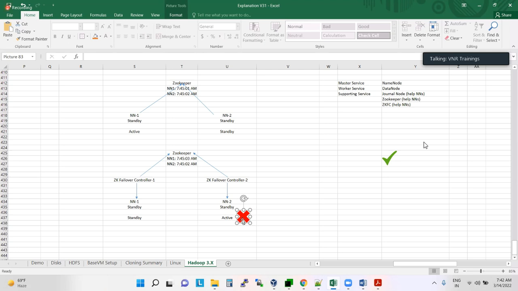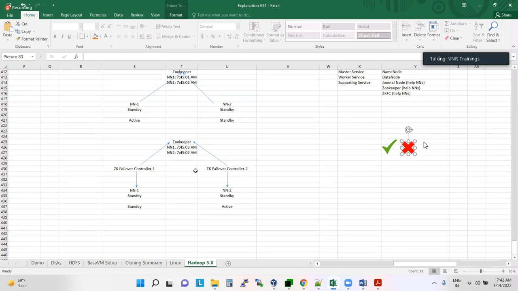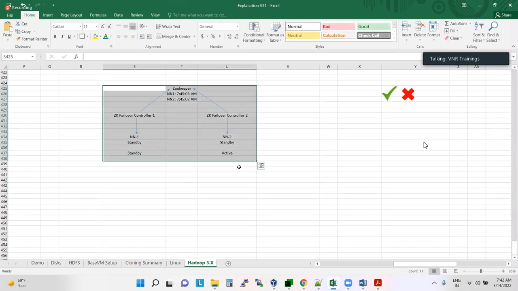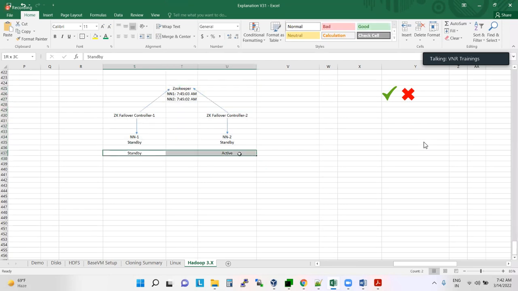Yes or no? Okay, guys, before going to this one, this architecture is fine now. This is easy to decide: who should become active and who should become standby.